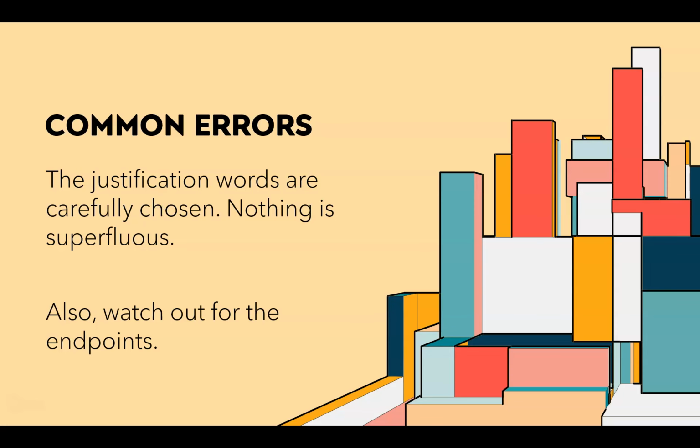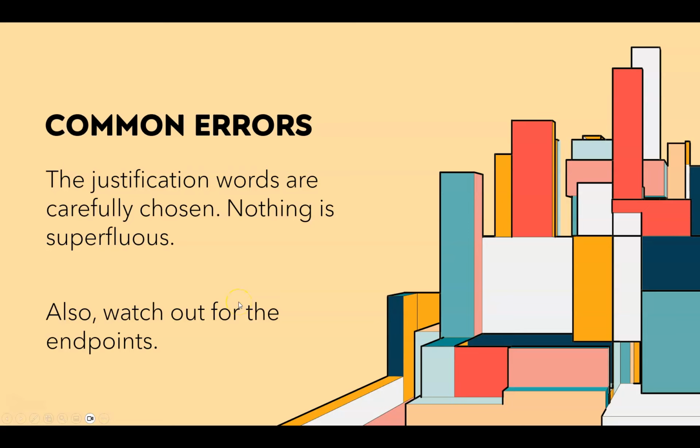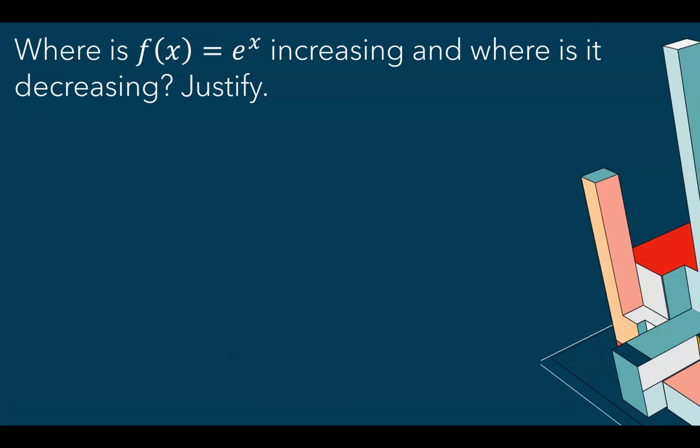So also watch out. I'm carefully choosing the words I'm writing down, and nothing is superfluous. Logically, people don't like to say y prime is positive on this interval, so x squared decreases on that interval. They just want to assume that we're filling in the blanks, but you actually need to do that double talk to be as precise as we want. Like we were talking about, watch out for the endpoints. We're going to include the endpoints for a continuous function when we say this graph is increasing on this closed interval, but we have to watch out for continuity as well.